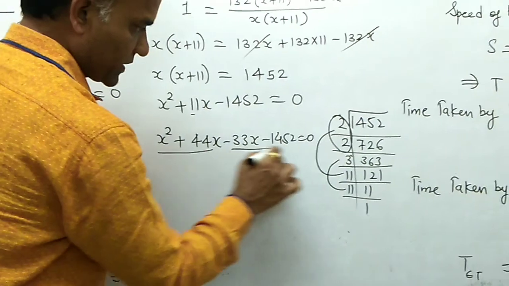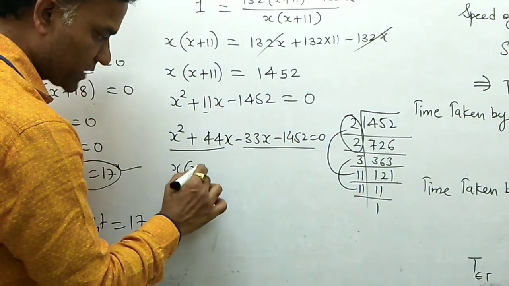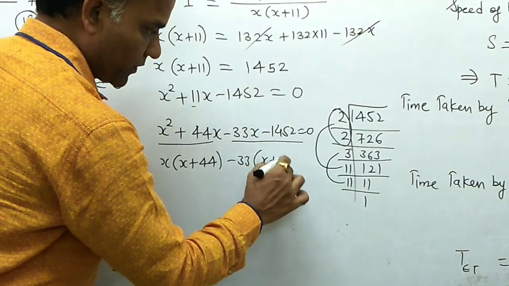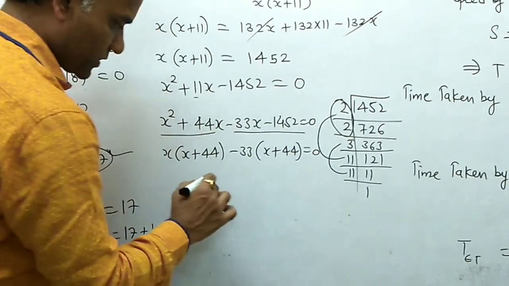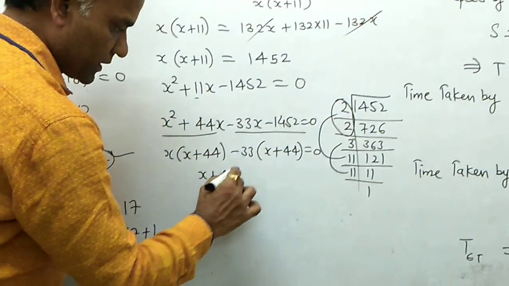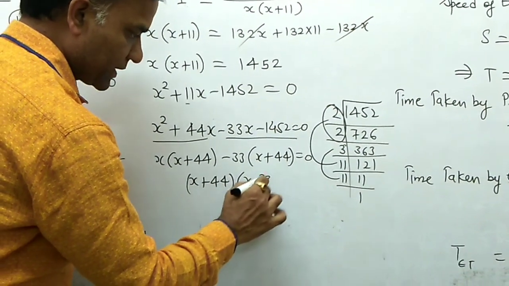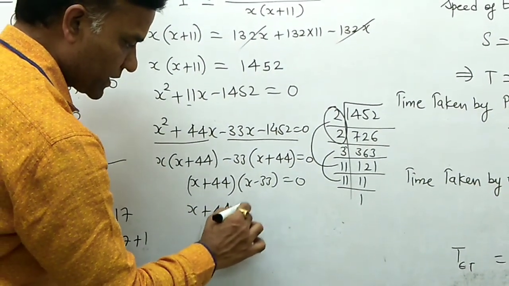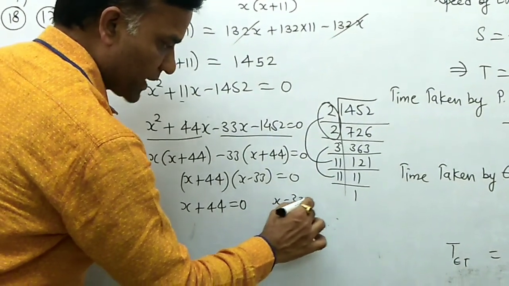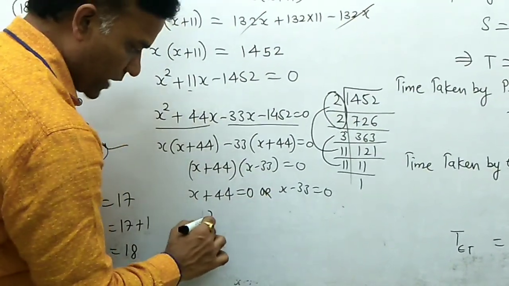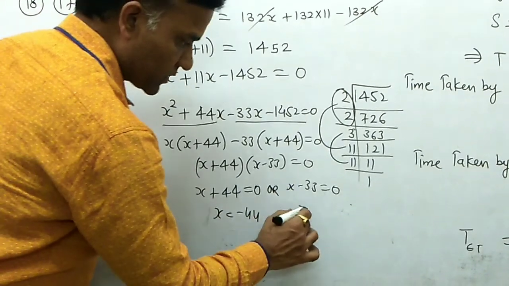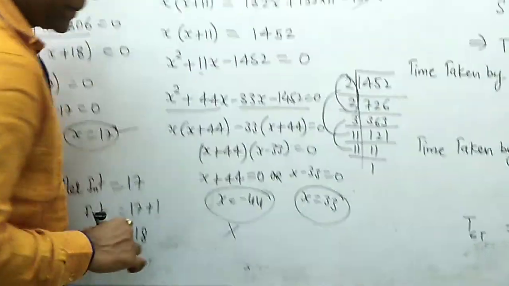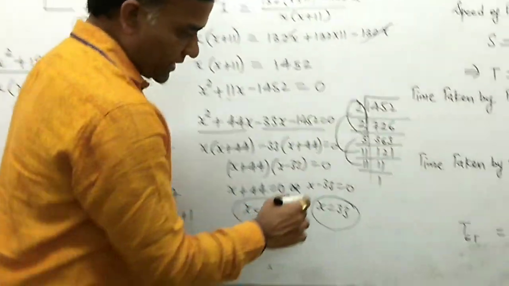So this is the first pair, this is the second pair. Taking x common, then x plus 44, and now here 33 is common, then x plus 44 equal to 0. So x plus 44 is outside, then x minus 33 which is equal to 0. Or you write down x plus 44 equal to 0 and x minus 33 equal to 0. So x equal to minus 44, and x equal to 33. Okay, so this is not valid because speed is not negative. So x equal to 33.